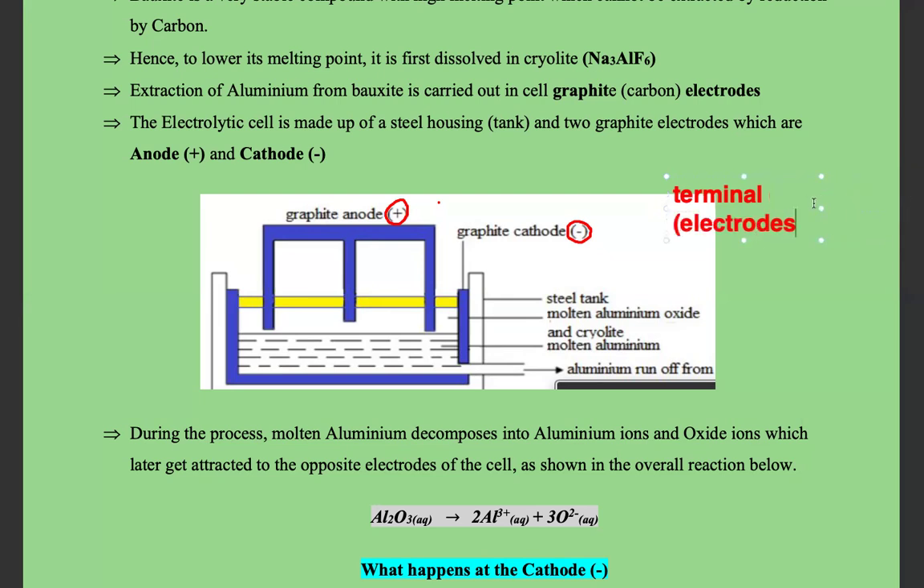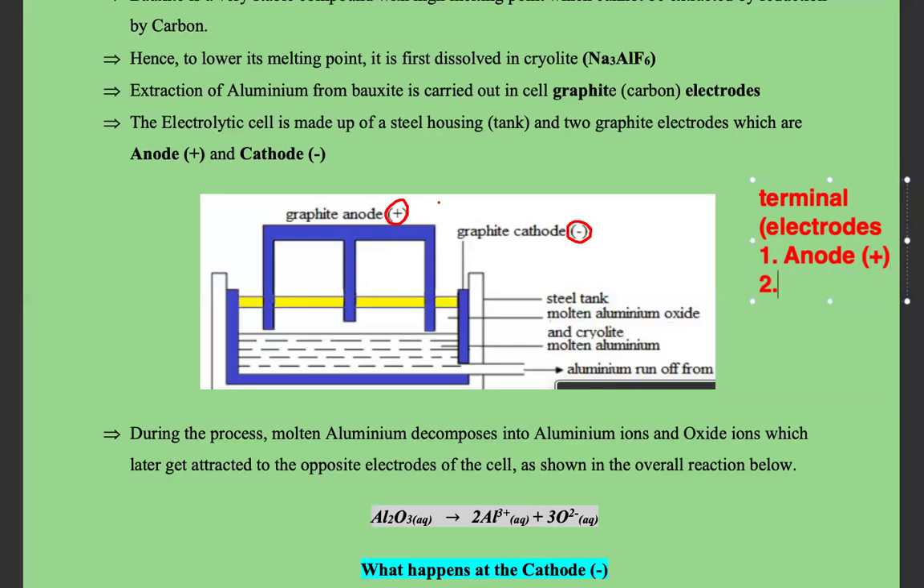How many terminals do we have? There are only two, the positive and the negative. The positive is called the anode. And we also have the negative, which is called the cathode. The cathode is the negative terminal. So this is what we have here.